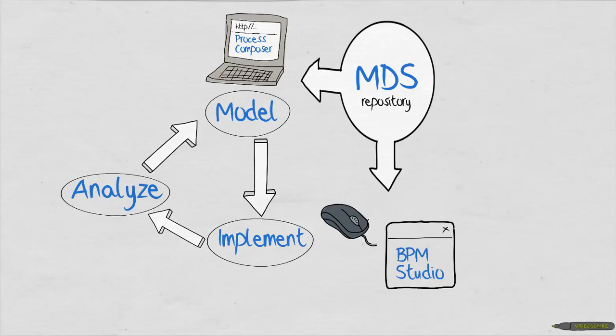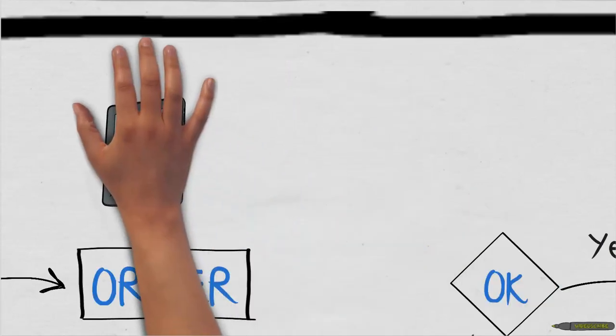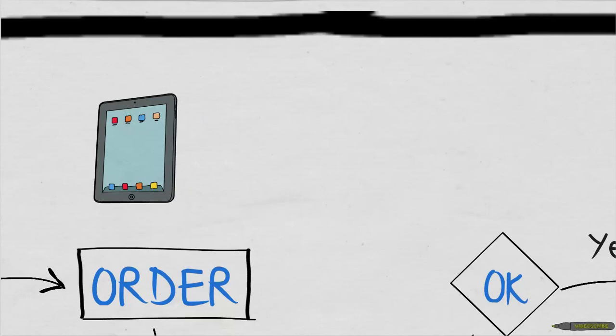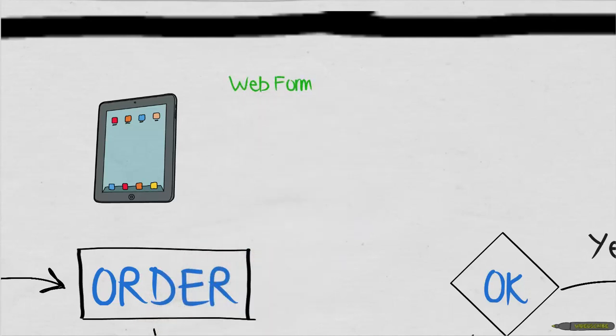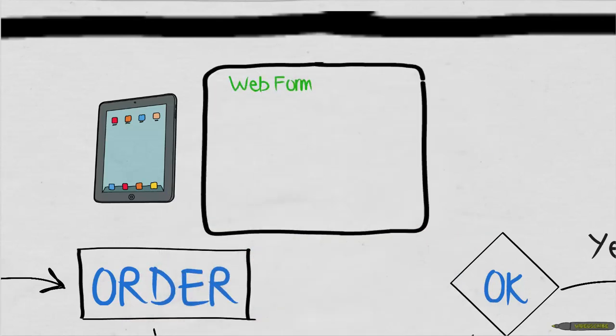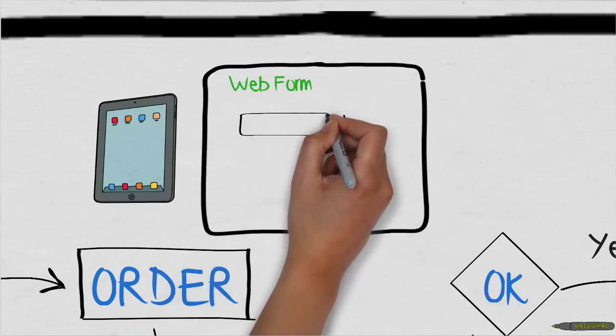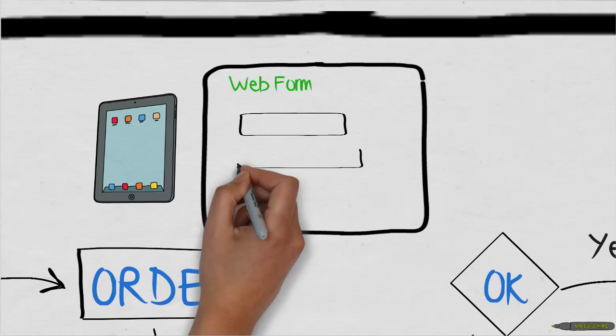Let's go back to our process and see how the implementation is done. The first activity, order, can be implemented as a tablet application, which customers use to enter the order themselves. We'll have to create a simple web form using the implementation tool and drag and drop some fields like name, coffee type, and size.